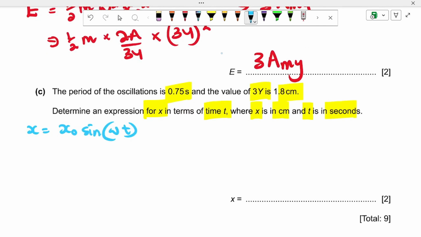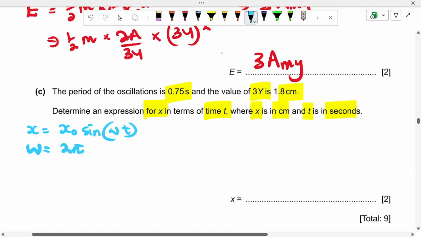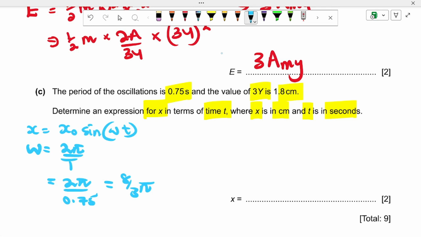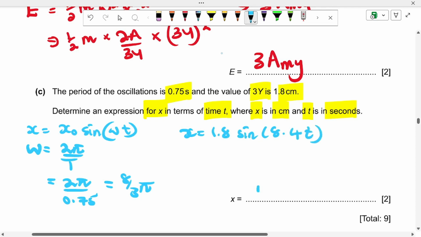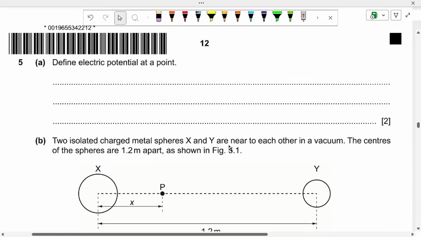Okay, so in this case, to find omega, I'm going to say omega is going to be 2 pi divided by T. So my 2 pi divided by my time, which is 0.75. If I do this, it's going to give me 8 over 3 pi. Okay, so my x naught, I already know it's 1.8, and 8 over 3 pi is like 8.4 or something like that. So it's going to be x is equal to 1.8 sine 8.4 multiplied by t. So here I can just put 1.8 sine 8.4 multiplied by t. Hope that makes sense.